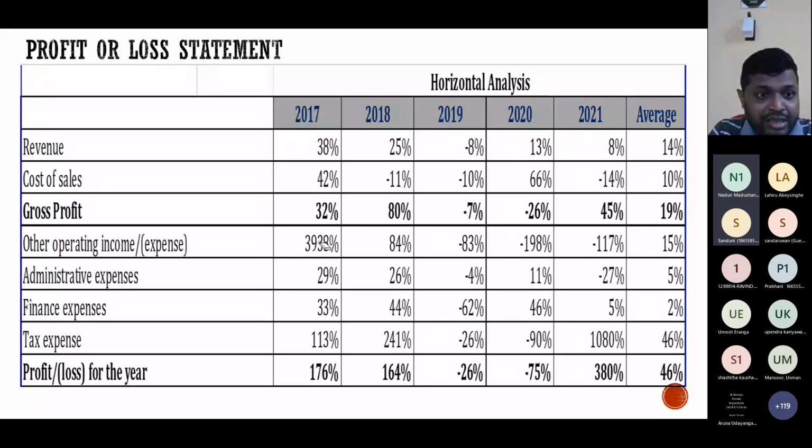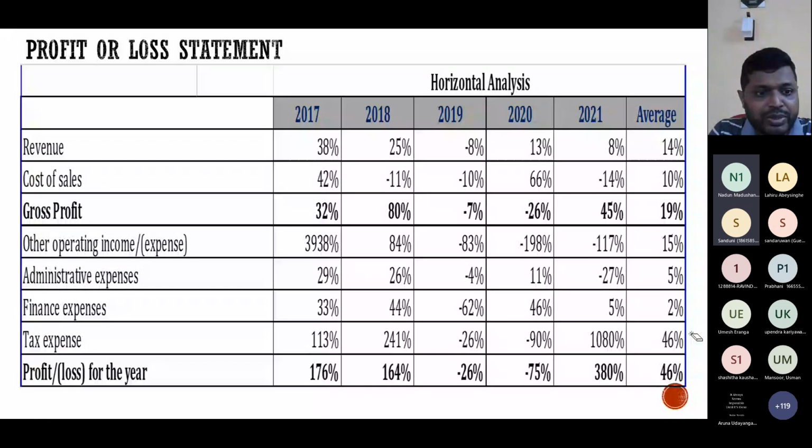Other operating income has gone up by 15% on average. Admin expenses have generally gone up by 5%. There should not be significant changes, but in 2021 it has been reduced by 27%. You have to think about why that is. Finance expenses, the average increment rate is 2%.